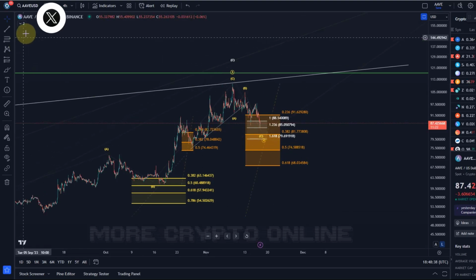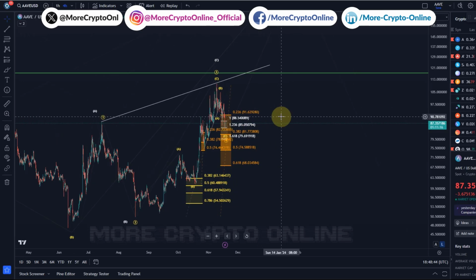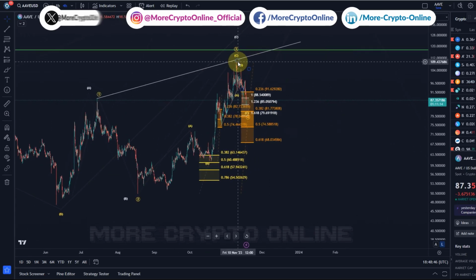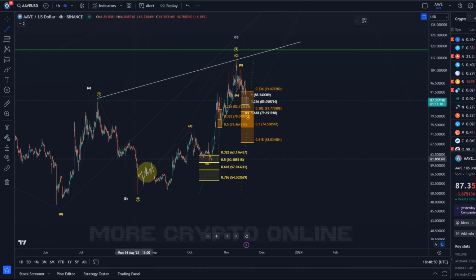Aave is still in our nice diagonal pattern. It reached one of our targets up there, which was the $109 level. I would have preferred to see 116, but 109 is fine. That was one of our targets.